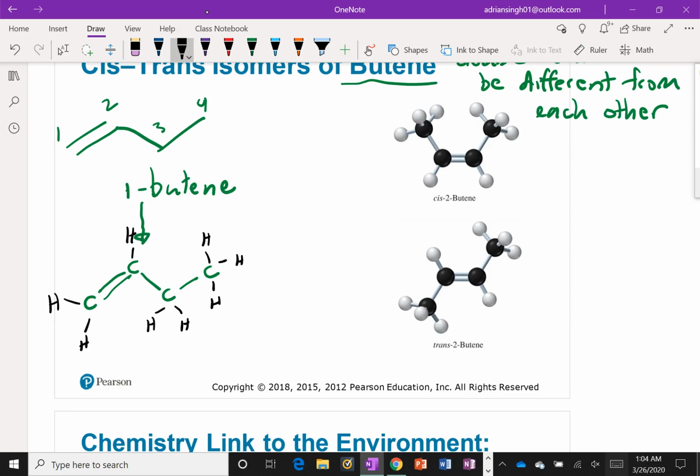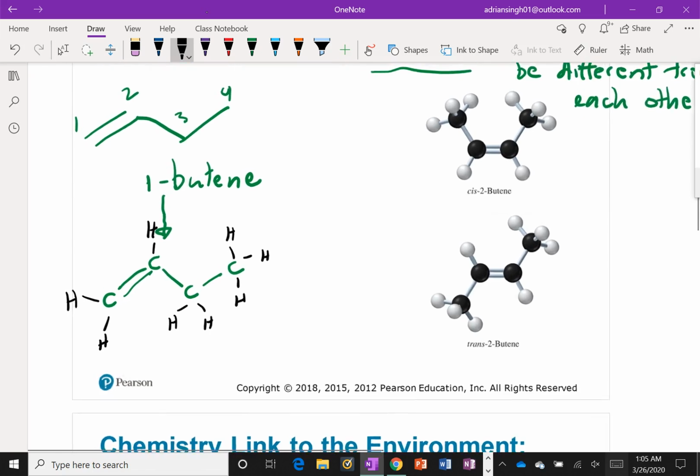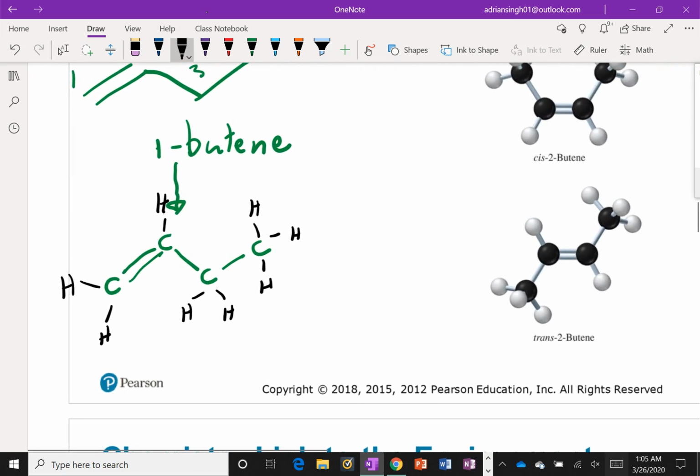So there's 1 H remaining. All right, so what we're saying is, in order for the cis-trans to exist or to be possible, the two groups attached, or the 2 atoms attached to each of these carbons, have to be different from each other. So let's take a close look at that.